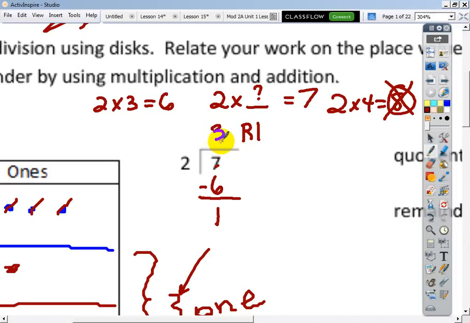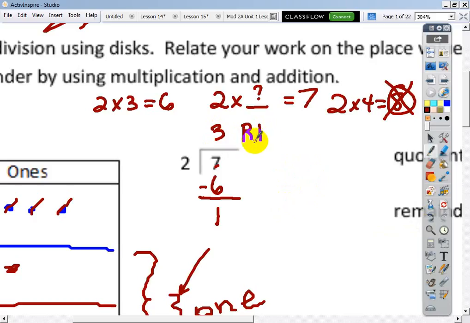Notice it's a 3 with the R1. Don't write 3R1 next to each other, and don't write 3R1 over top. No, we're going to write it next to it with a little bit of space. 3R1, remainder 1. All right, cool.